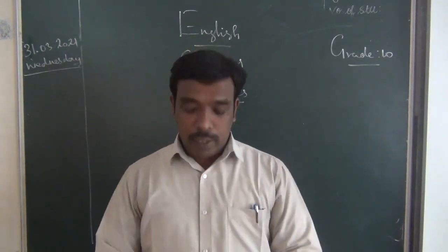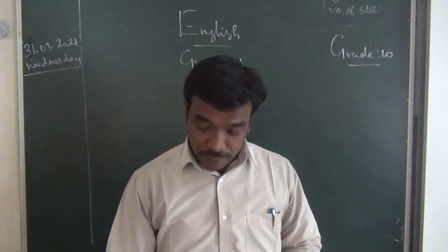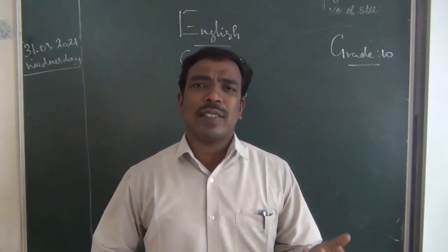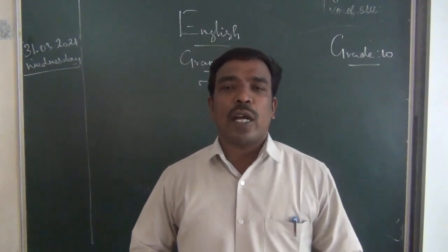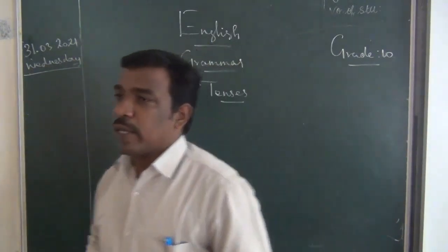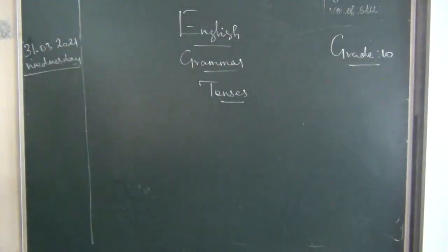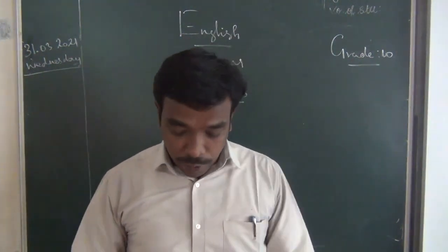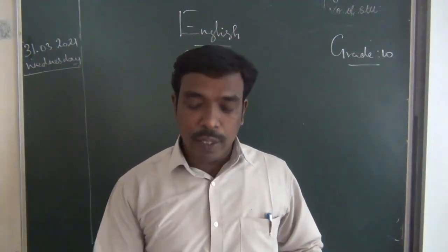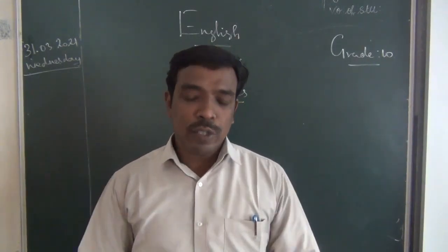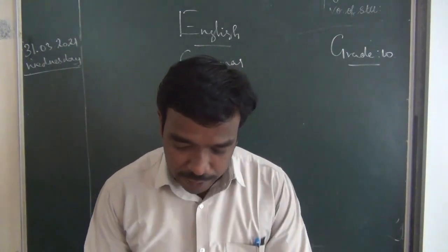Okay. All of you take textbook page number 77. Last class I covered simple present tense, present continuous tense, present perfect tense, and present perfect continuous tense. Today I am going to teach you the uses of past tense and the uses of future tense. All of you take page number 77.